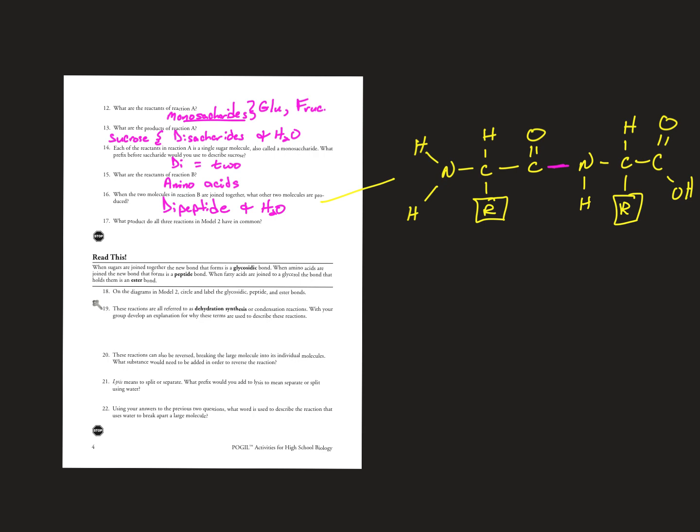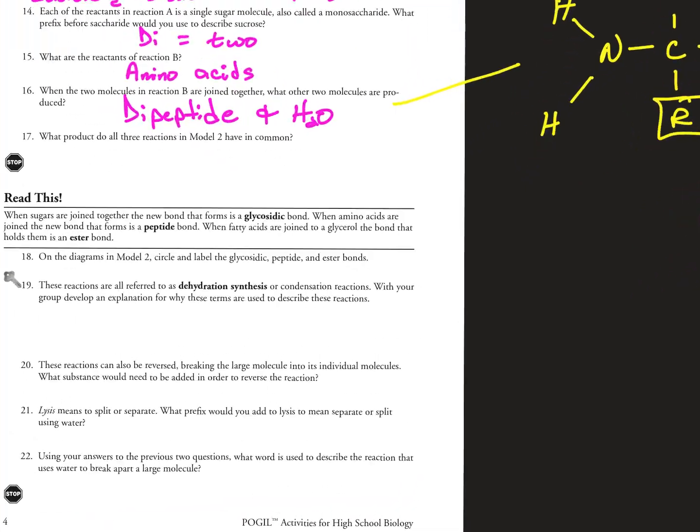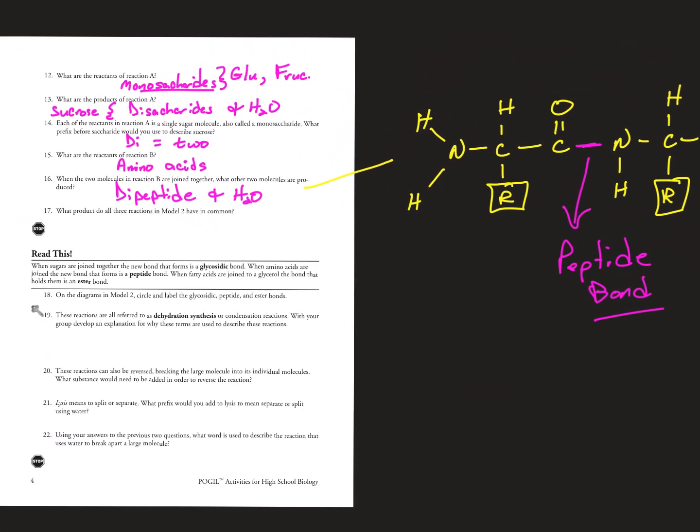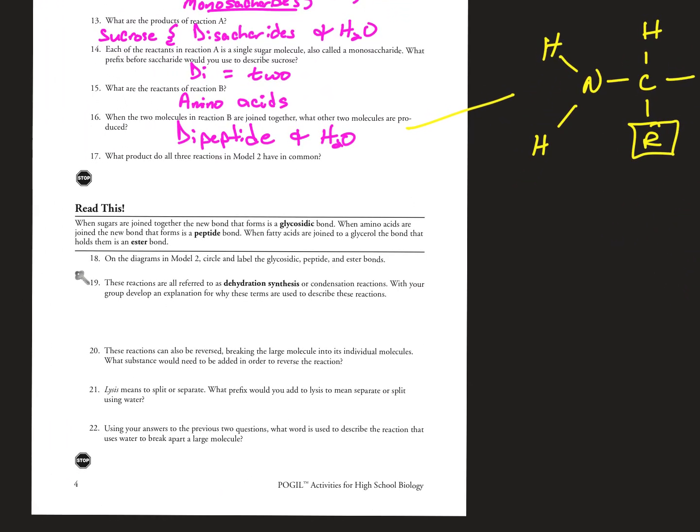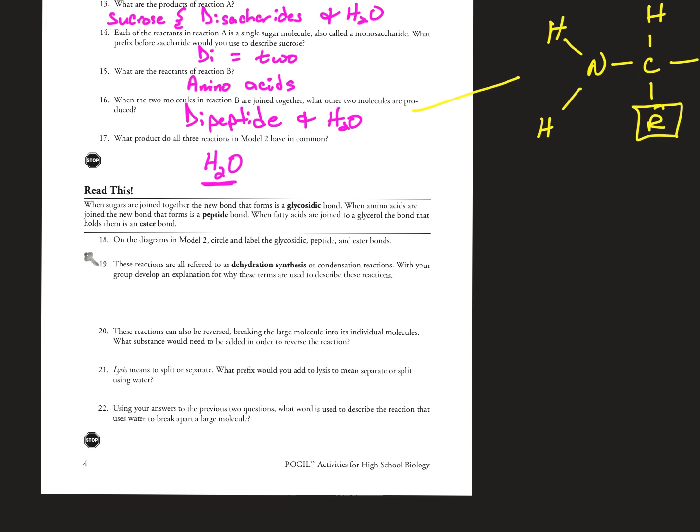This bond between this carbon and this hydrogen is known as a peptide bond. And because it's a peptide bond and you have 2 amino acids, we call them dipeptides. That's it. So it's a dipeptide that you put together in reaction B. You can go look at the paper on that. And what product do all three reactions in Model 2 have in common? Water, H2O, as a product. Water is always produced in dehydration synthesis.